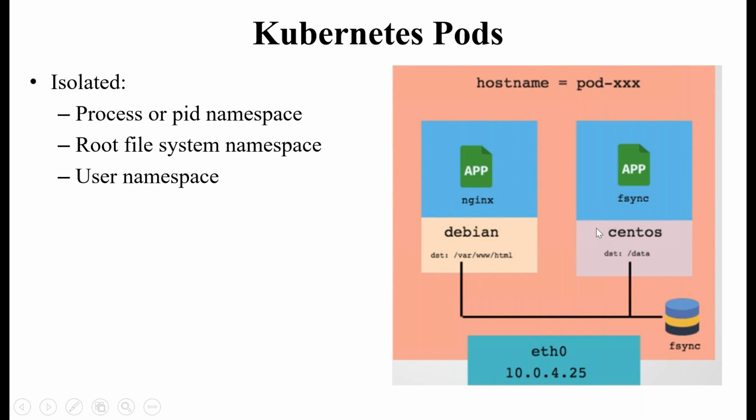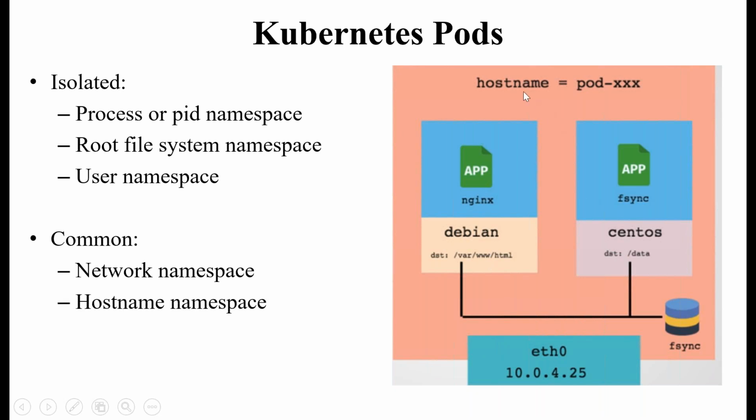But what are the common things? Within the pod, if you are launching two containers, these two containers are going to have some commonly used resources. What are those common resources? The network namespace, that means the network which has been created, the IP address and interface. That interface is the same for these two containers. The host name is also the same, and the volumes which you define are also the same for these two containers.